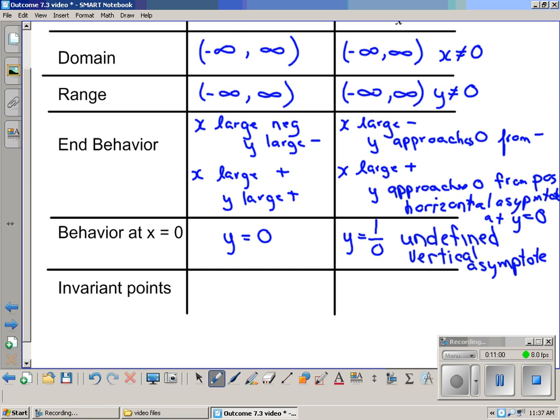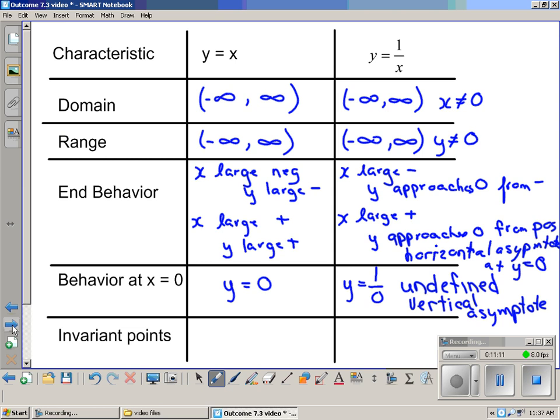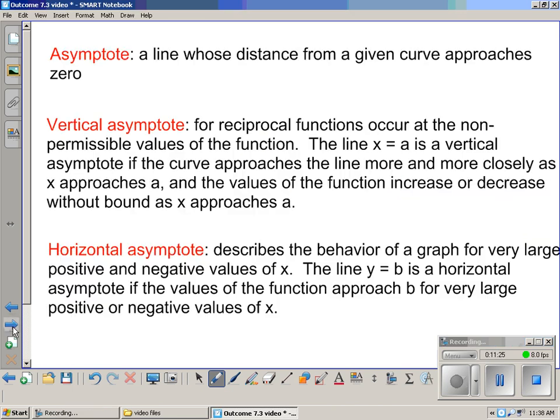Last of all, invariant points. Invariant points are those points that are common on both graphs. And so we have one here and one here. Those points occur at -1, 1 and +1, 1. So this is just some definitions, and I'm not going to read through them, talking about asymptotes, horizontal and vertical.